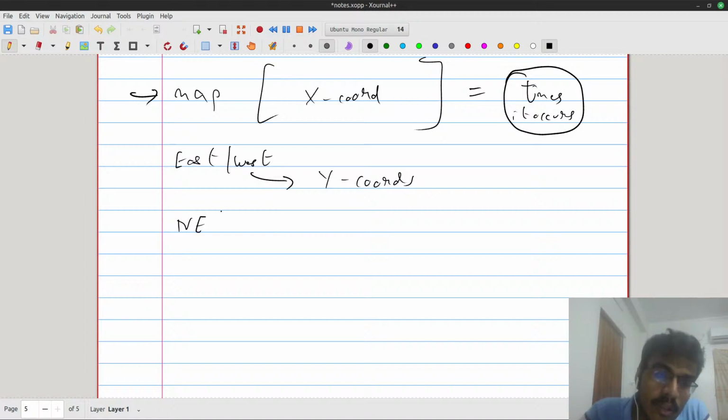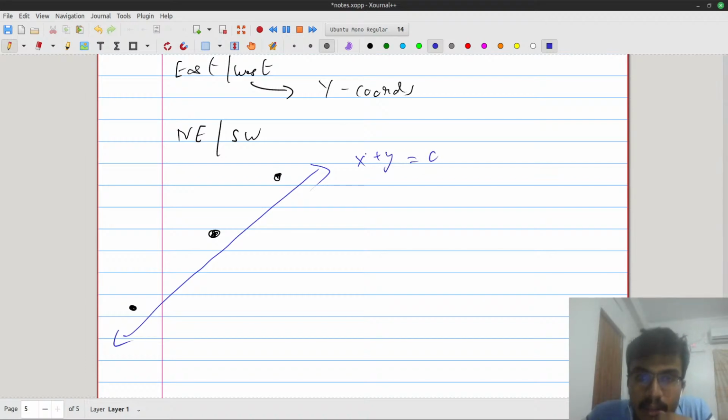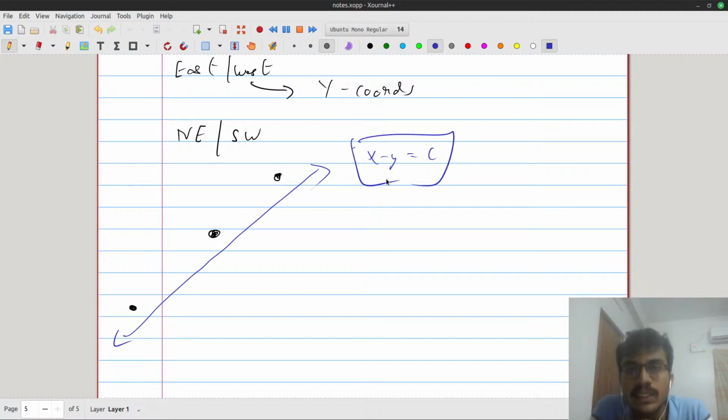Now if it is northeast or southwest, then what do we do? Let's think about this. One point is over here, one point is over here. We are caring about only the northeast or southwest direction. What will be constant here is that they all pass through the line x plus y equals c. Wait, is that correct? I guess it should be x minus y equals c. So if a few points are in the northeast or southwest of each other, they all pass through the line x minus y equals c.